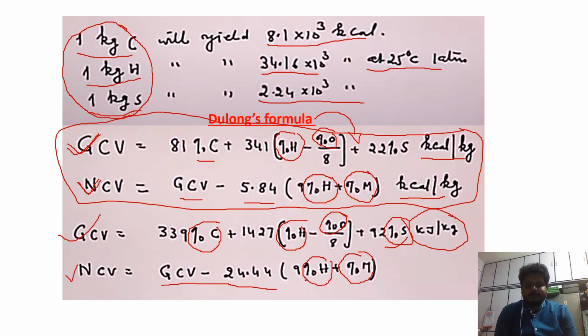Okay, today we have seen different types of fuels: solid fuels, liquid fuels and gaseous fuels, and we have also discussed calorific value. Calorific value is the amount of energy liberated by burning 1 kg of fuel.